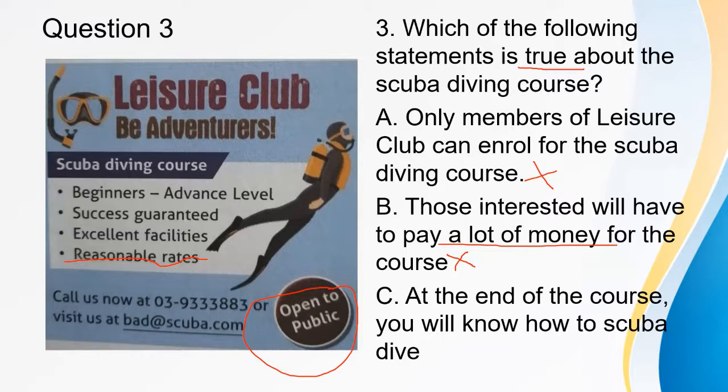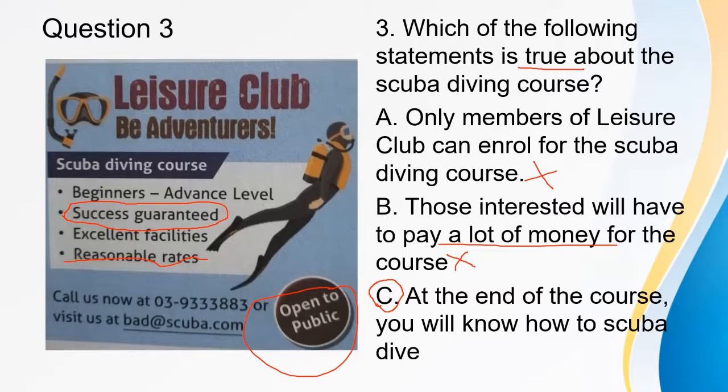We look at C. At the end of the course, you will know how to scuba dive. Do you think this is the answer? A is wrong, B is wrong, so the only answer definitely is C. But how do you know that the answer is C? Because in the advertisement, it mentioned success guarantee. Do you see the two words here? Success guarantee.